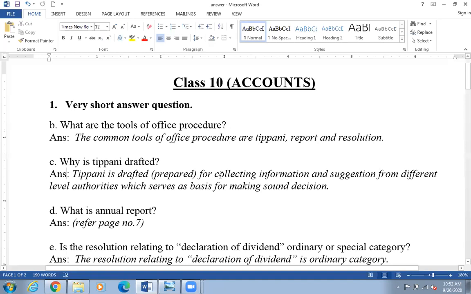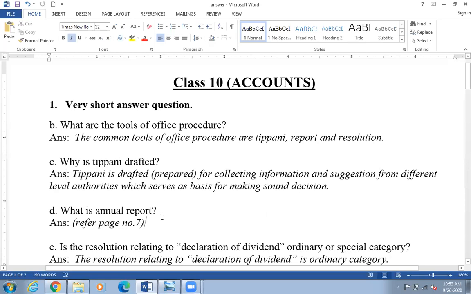They will give the information and ask for suggestions: we need this, this is happening in the company. So it is prepared for collecting the information and suggestion from different level authorities, that means different level staff, about the problems and situations they face. Also they serve as the basis for making sound decisions. Sound here does not mean the noise you hear. Sound decision means a good decision. They are the sources for making good decisions of the company. So why is tippany drafted? That is the answer for it.